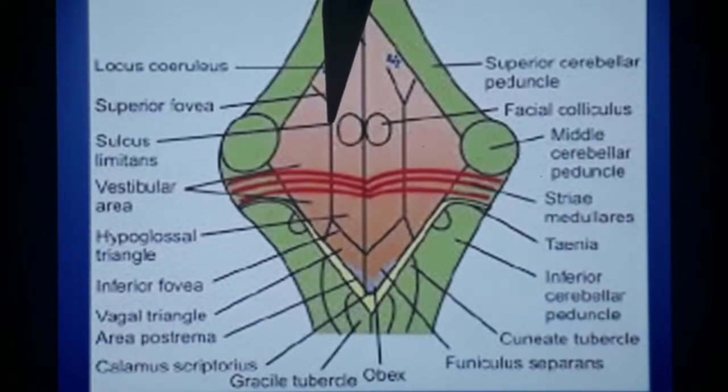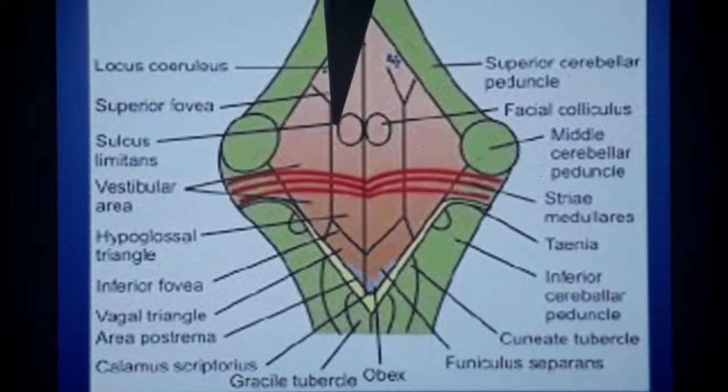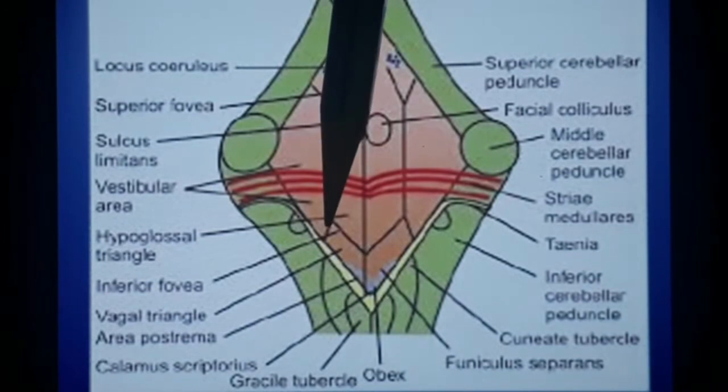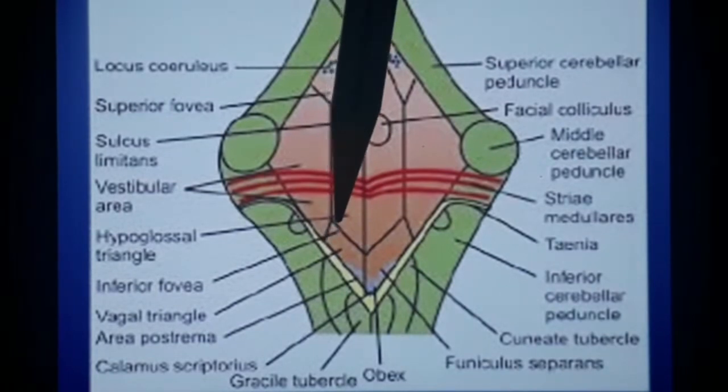This medial eminence is limited laterally by a shallow groove called the sulcus limitans. This sulcus limitans superiorly will depress into a triangular area called the superior fovea. As you trace the sulcus limitans downwards, this will again form a triangular depression which is known as the inferior fovea.